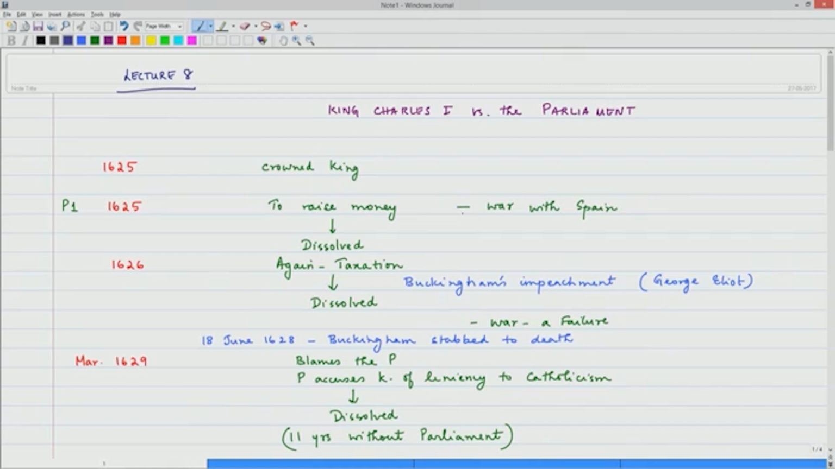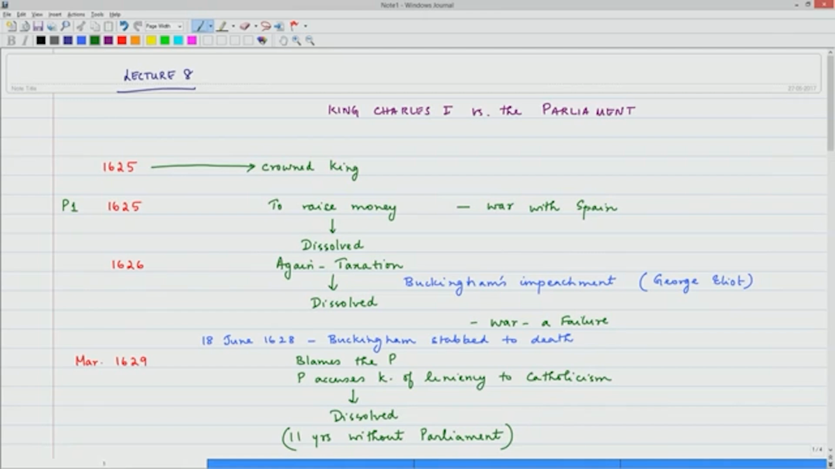So, with this we begin to take a look at the long struggle between King Charles I and the Parliament. In 1625, Charles I is crowned as the King of England, Scotland and Ireland. And in the same year, his colonial ambitions begin to run very high, and he thinks of waging a war with Spain.